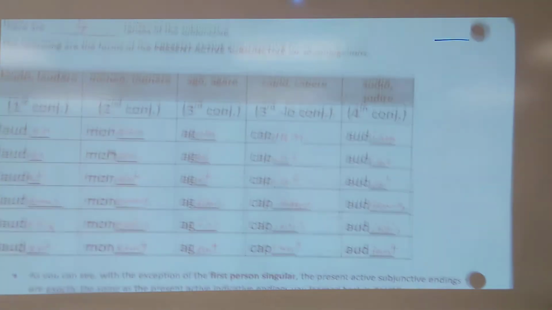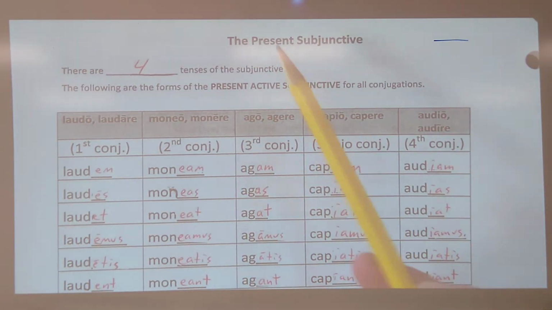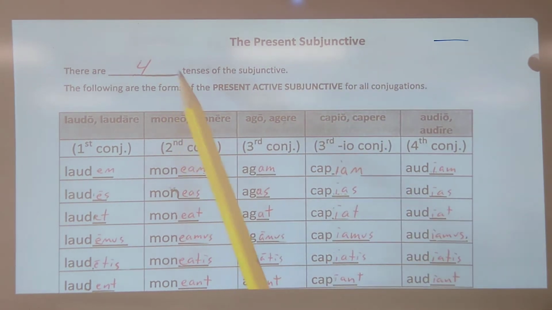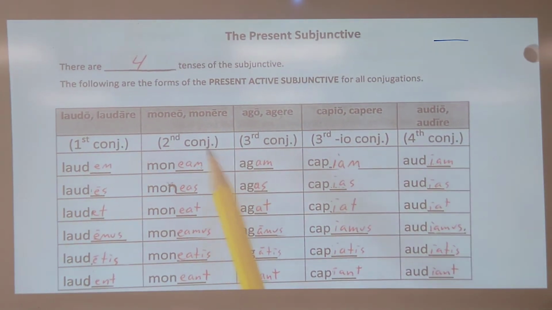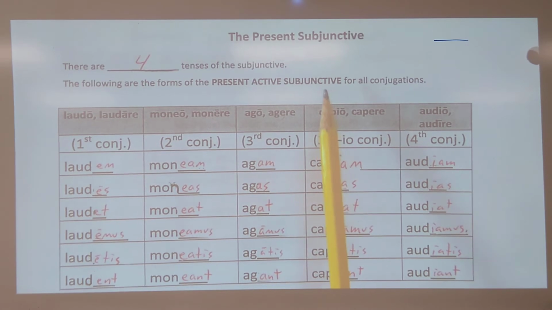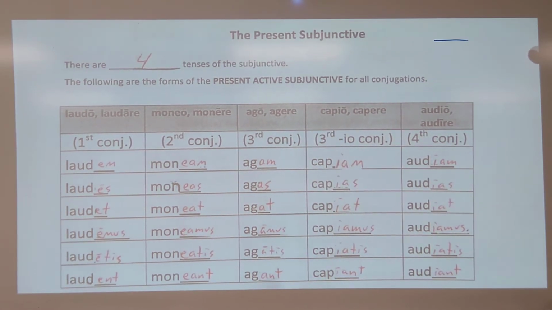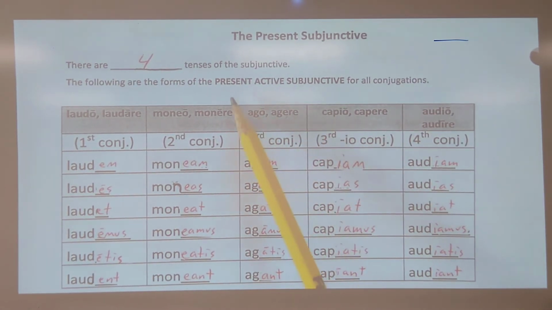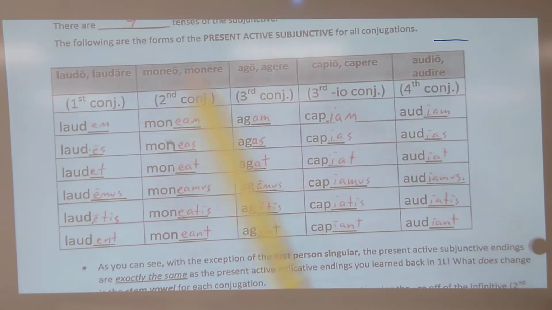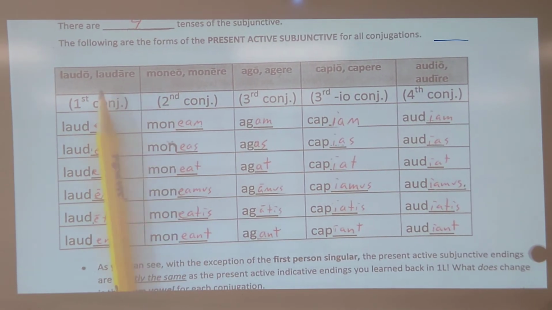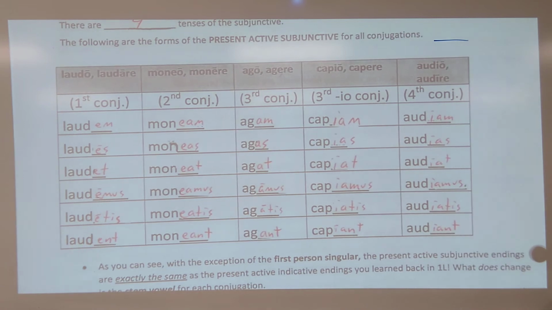Okay, so first things first, we're looking at the present subjunctive today. There are 4 tenses of the subjunctive. We're just going to look at the present active subjunctive, actually present passive too in a bit. But the present subjunctive is one of the 4 tenses of it. So here are all the forms. If you'd like to pause and copy these down, that would be a great idea.